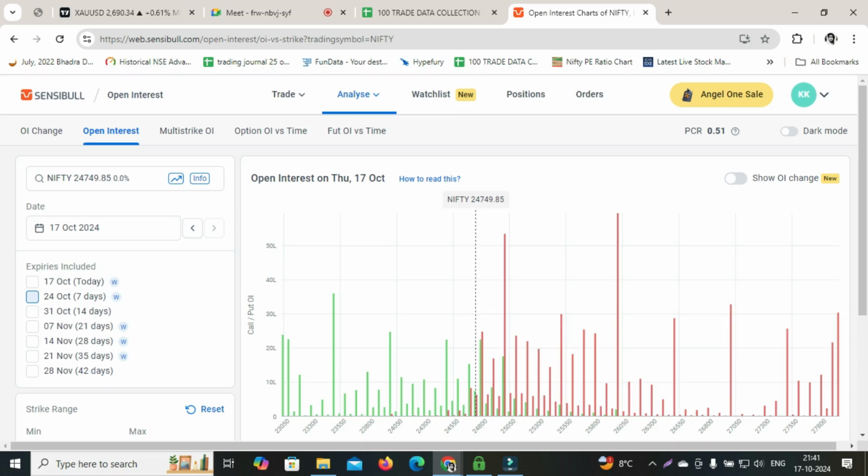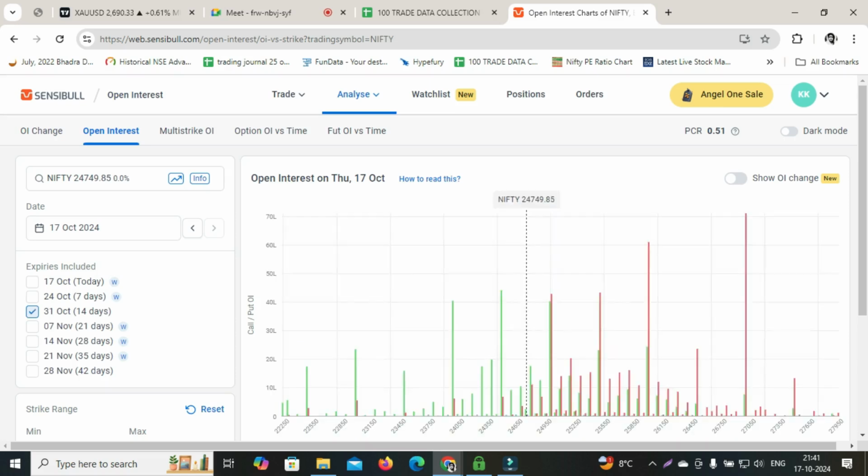Now let's see what is there for 31st October, because that is the monthly expiry. For the monthly expiry there are 27,000, 26,000, 25,500. For the monthly expiry, people still have some bullish positions at 24,500. So traders are expecting 24,500 to hold as of now for this monthly expiry.